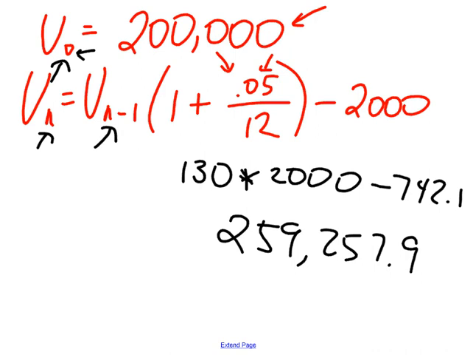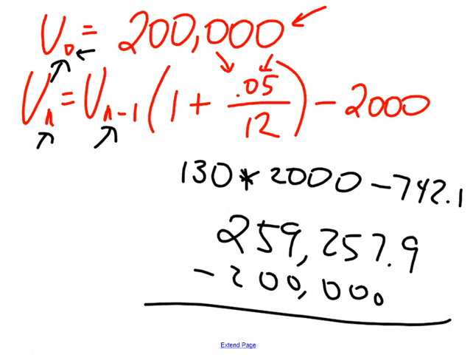Why is it more? Because of interest. So if you wanted to get your interest amount, you would simply subtract off the 200,000 at this point, and you'd know how much total you paid in interest. Those are the two toughest questions in the sequence unit.